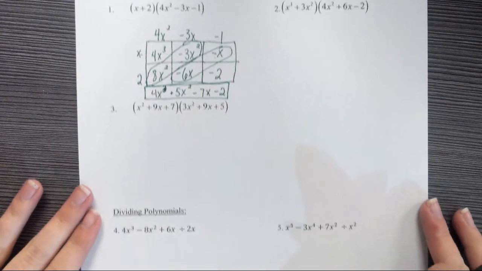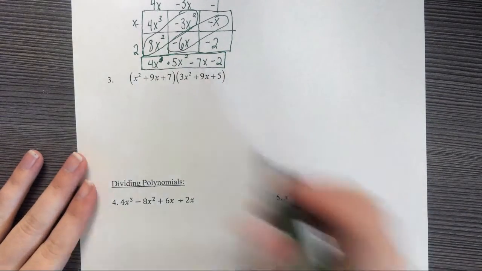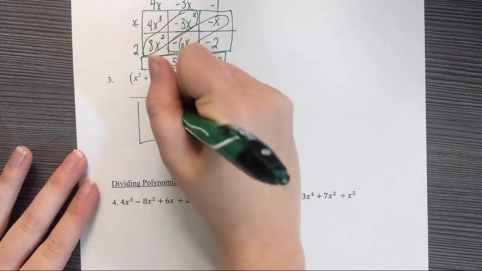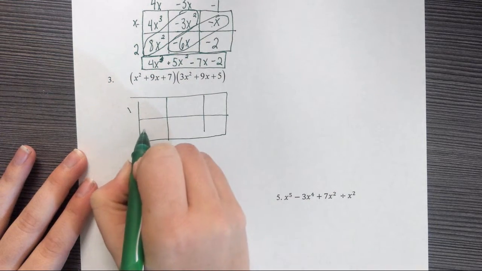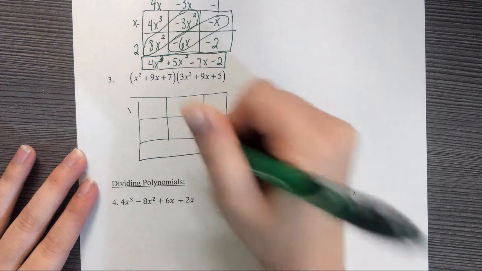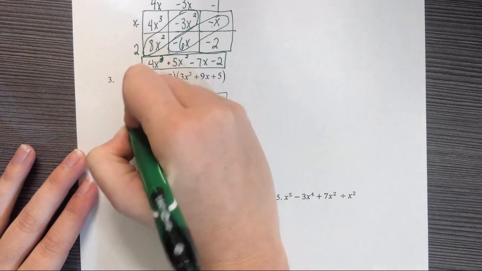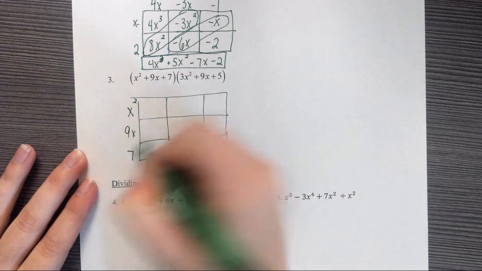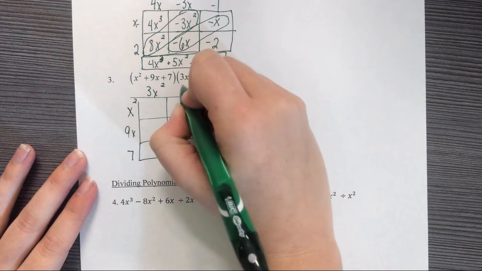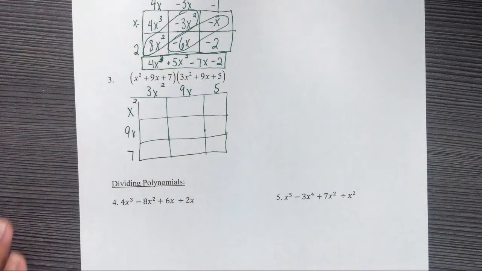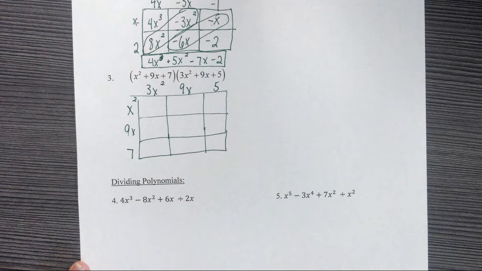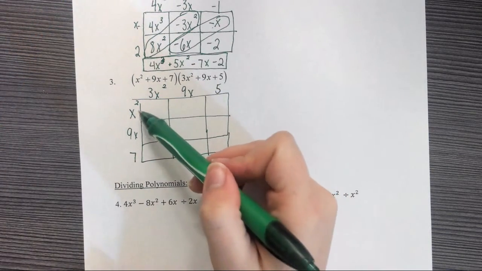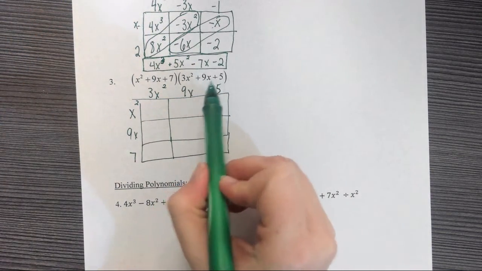Okay, we'll look at number 3. It's the same thing. You're just going to have a box that's 3 by 3. So this is going to be x squared, 9x, 7, and 3x squared, 9x, and 5. It doesn't matter. I could put this trinomial on the top and this trinomial on the side. It doesn't matter. Just make sure that you keep everything together, meaning everything in the first trinomial should be either on the top or on the side. Everything in the second should be either on the top or on the side.